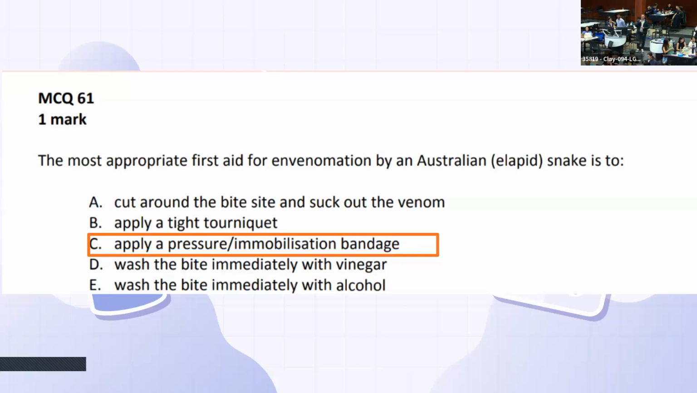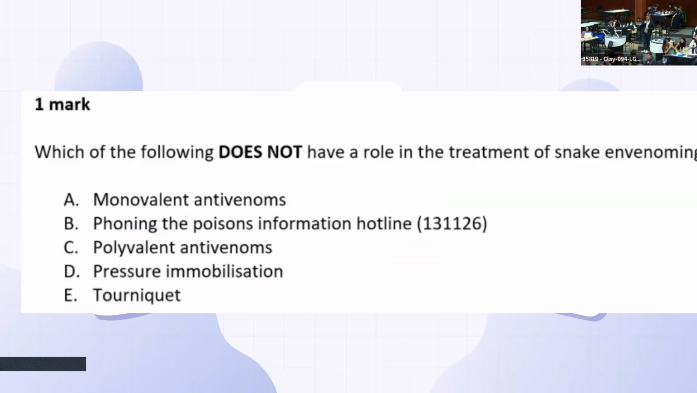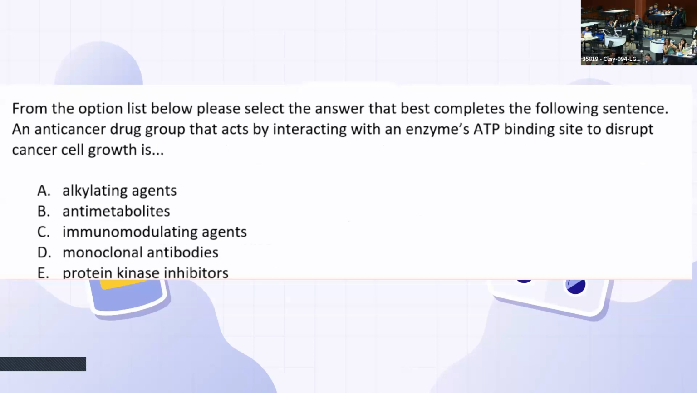Okay, the answer was C. You want to apply a pressure or immobilization bandage. The reason it's not a tourniquet is because you can stop blood flow, so it's an immobilization bandage. The next question: which of the following does not have a role in the treatment of snake envenoming? Again, it's the same thing. Tourniquet is not what you want to use.